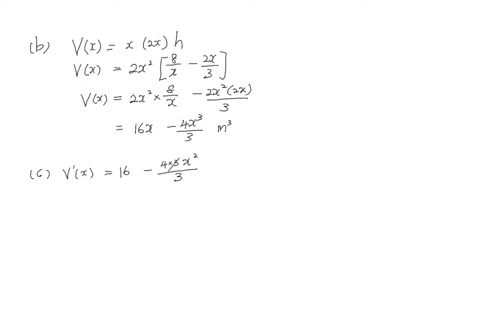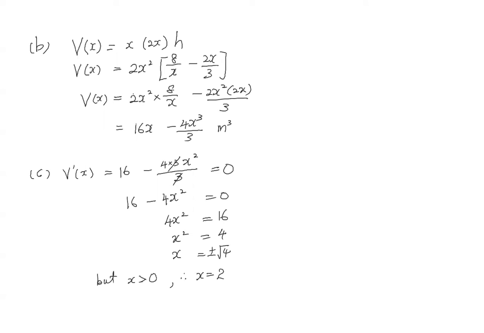So simplify. I can straight away equate to 0. So I have 16 minus 4x squared equal to 0. So my 4x squared equal to 16. So x squared equal to 4. So x equal to plus or minus square root of 4. But x is a measurement of length, so it must be greater than 0. So therefore, x equal to 2. So after I finish this, what do I need to do?